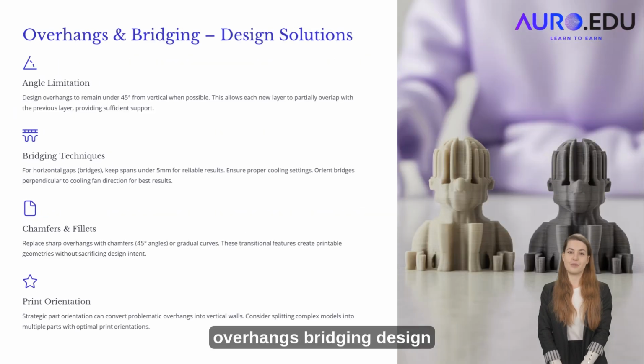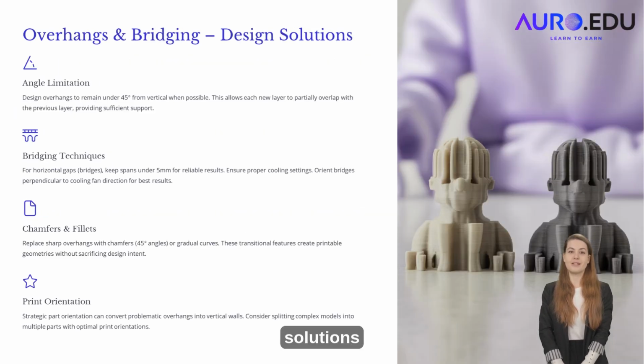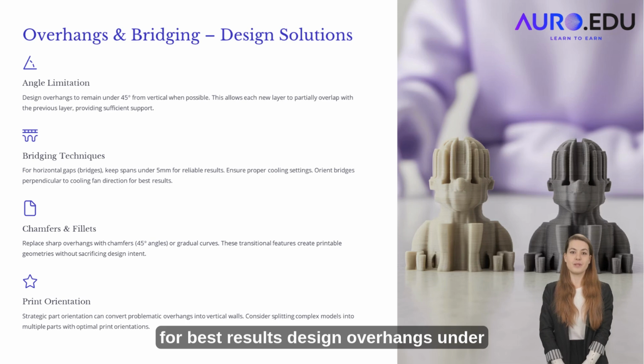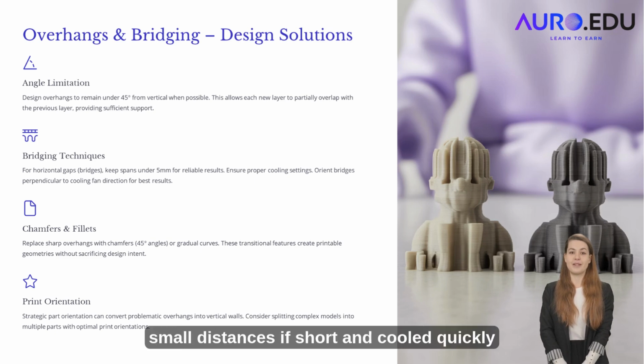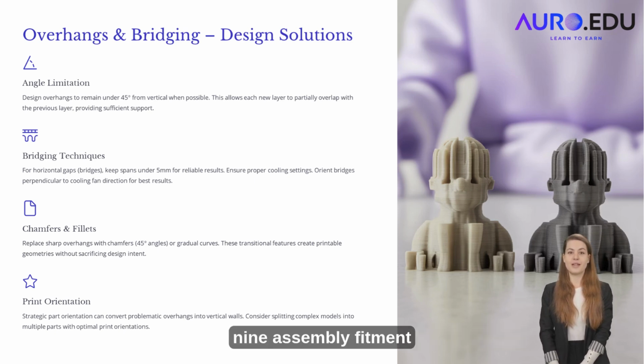8. Overhangs and bridging. Design solutions. For best results, design overhangs under 45 degrees. Use chamfers or split parts. Bridges, horizontal gaps, can span small distances if short and cooled quickly. Use slicer simulation to preview problem areas. Orientation can often reduce the need for support altogether.